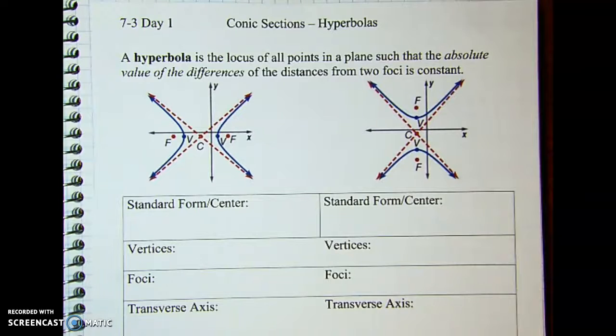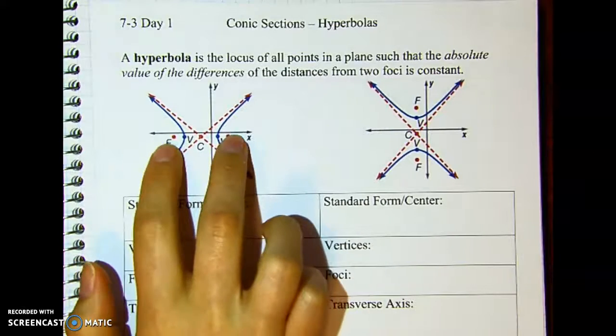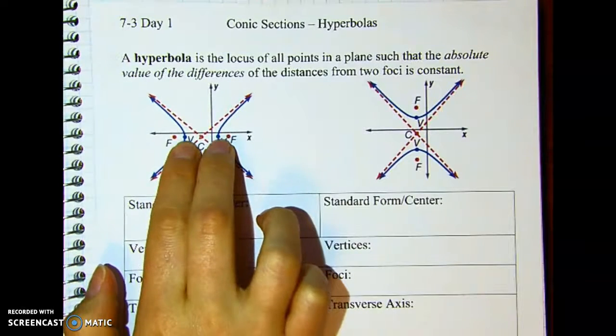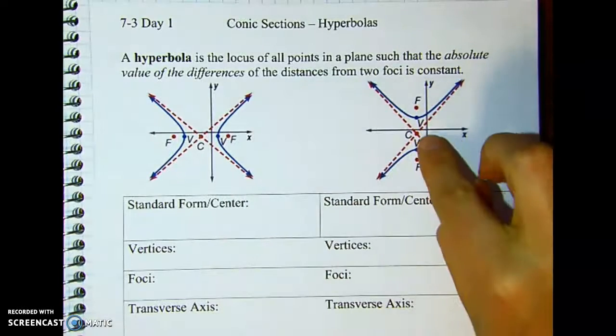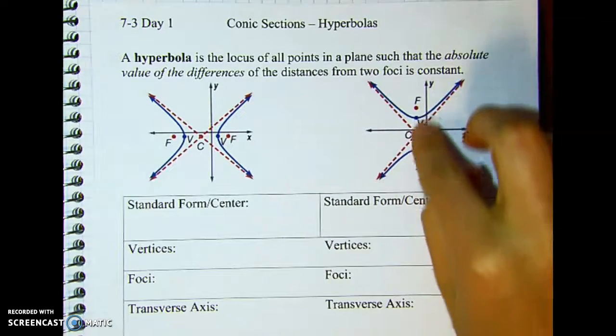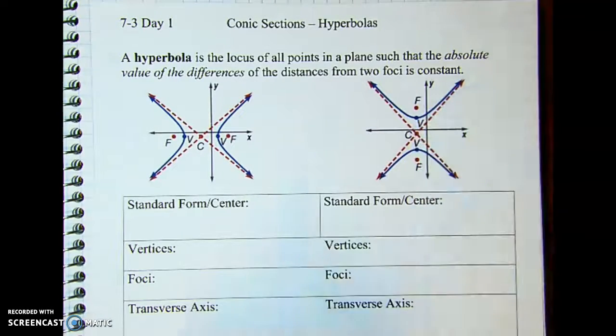So a hyperbola is the locus of all points in a plane such that the absolute value of the differences of the distances from two foci is constant. So kind of similar to an ellipse. We have focus points, we have a vertex, and then we have a center, which is actually going to be in between the two vertices.